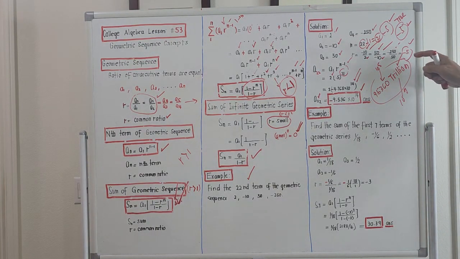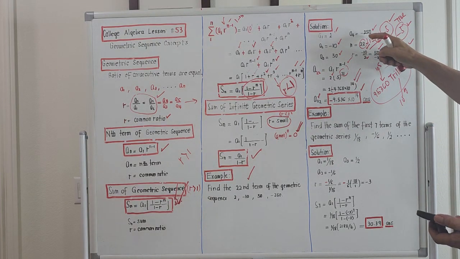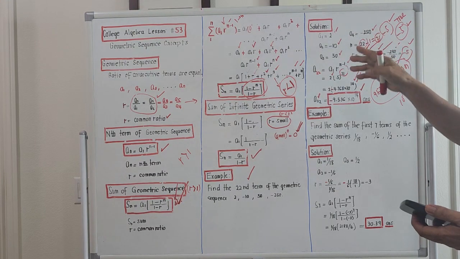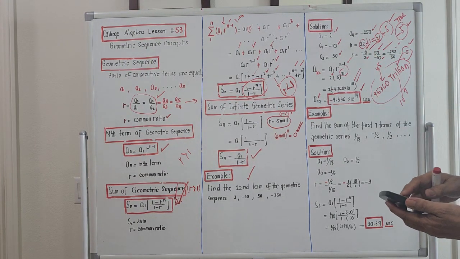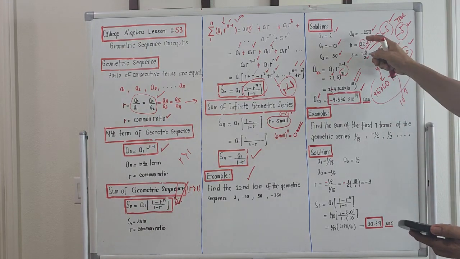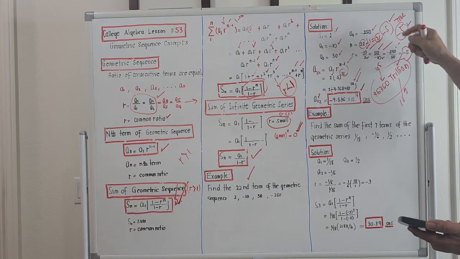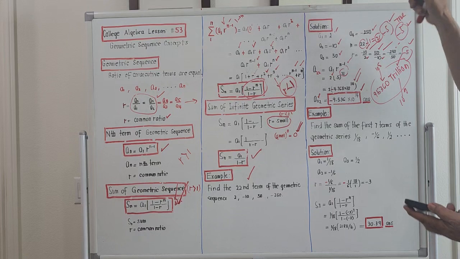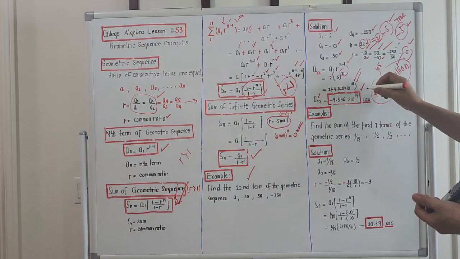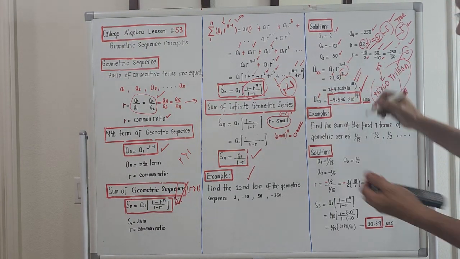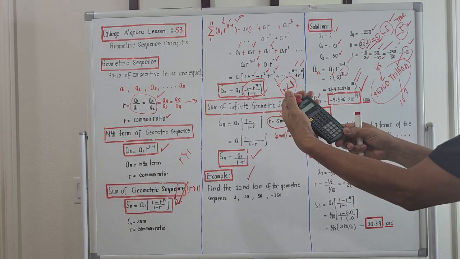We could verify this by using our calculator. We'll just start with a sub 4 as negative 250, and the ratio is always times 5. So if you multiply this by 5, succeeding up to the 22nd term, what will come out is this. I checked this already by using the calculator.